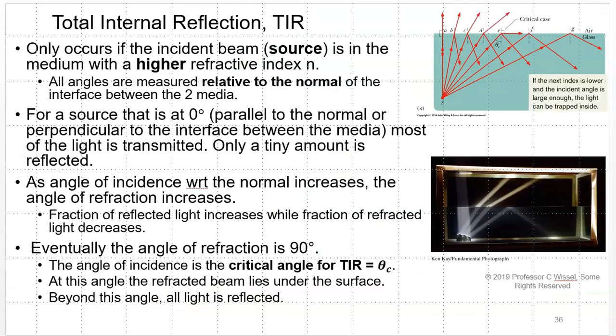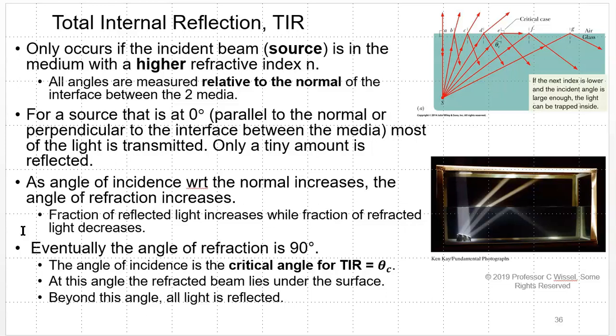Now, total internal reflection, I like to call TIR, T-I-R. So if you hear me talk about TIR, that's what this is. There are some trick questions in here. TIR only occurs if the incident beam is in the medium with a higher index of refraction. And again, all angles are measured relative to the normal of the interface between the two media.